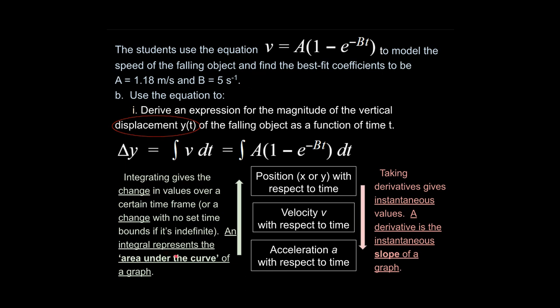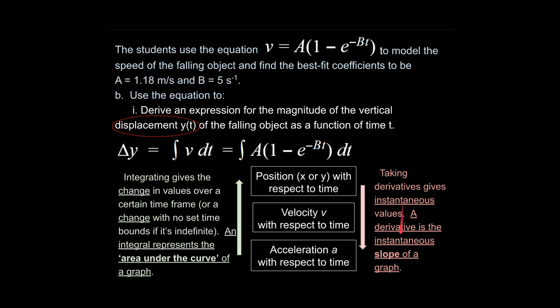Secondly, an integral represents the area under the curve of a graph. If we take the integral of velocity with respect to time for a certain time frame, you end up with the change in position being equivalent to the area under that curve. You already know this, just reminding you of some things you're aware of.